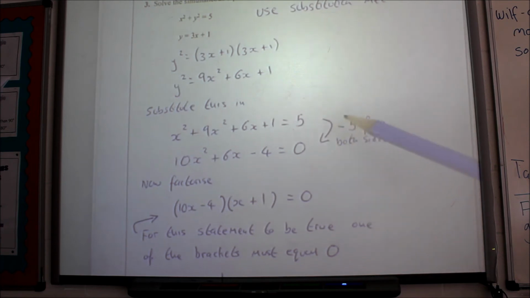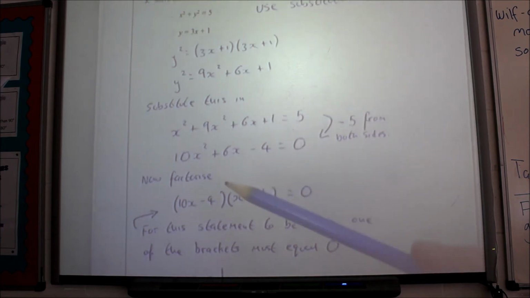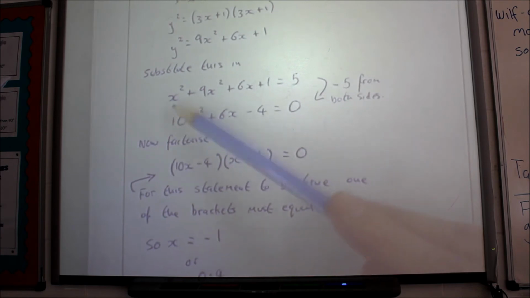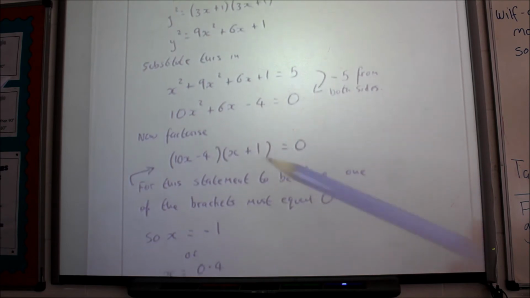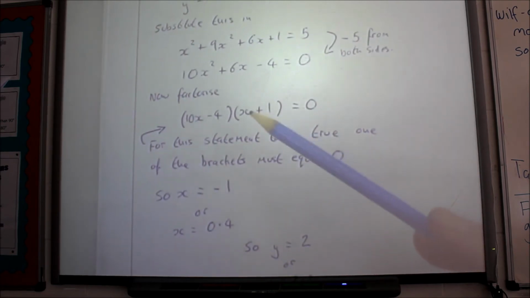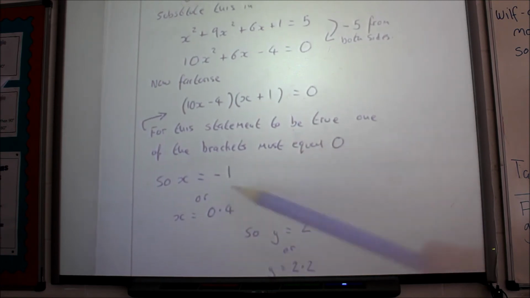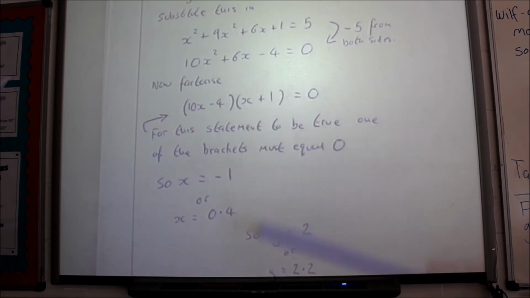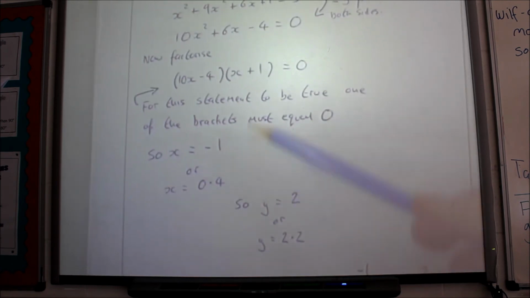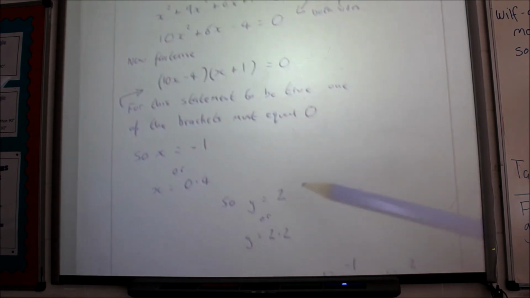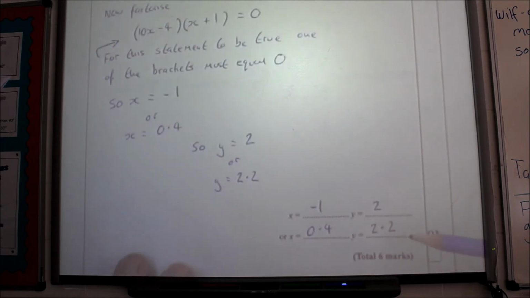We're going to subtract 5 from both sides, and we're going to tidy it up, simplify it as well. So x squared add 9x squared is 10x squared, add 6x, and we're taking 5 off, so minus 4 equals 0. Factorise that, you'll get that, equals 0. So for this statement to be true, one of the brackets must equal 0, so x must be minus 1, or that must be 4. So 10 times what is 4? 10 times 0.4 is 4. So we've got x is minus 1 or 0.4. If you plug those into the formulas at the top, you'll get y is 2 or 2.2.